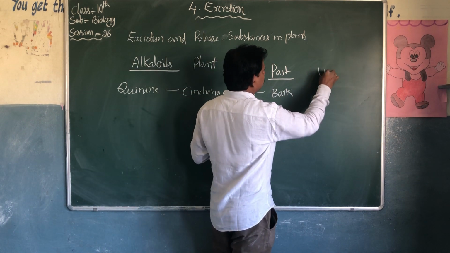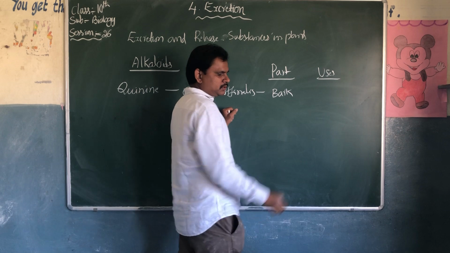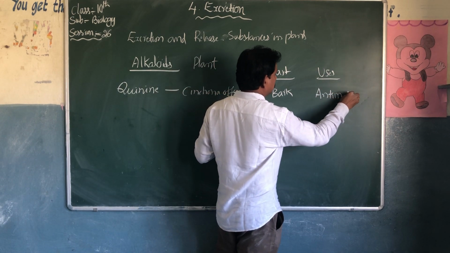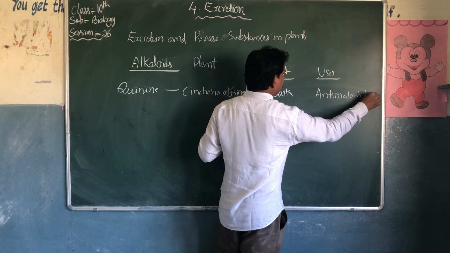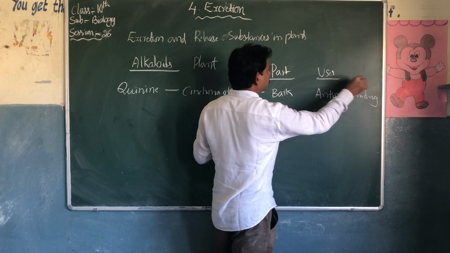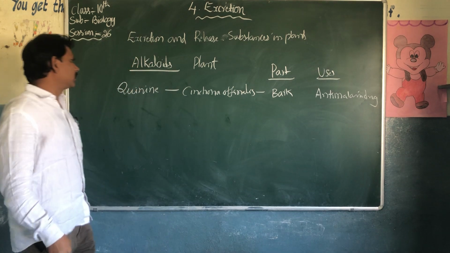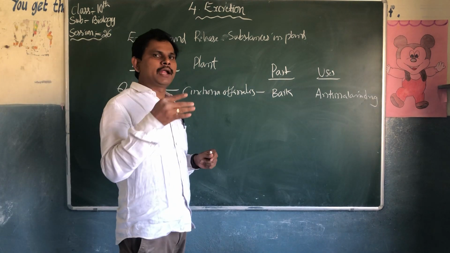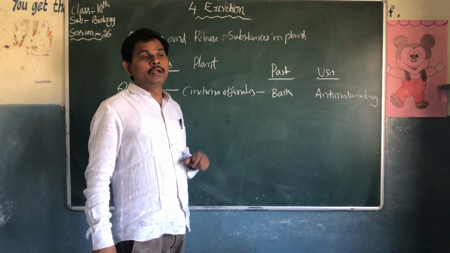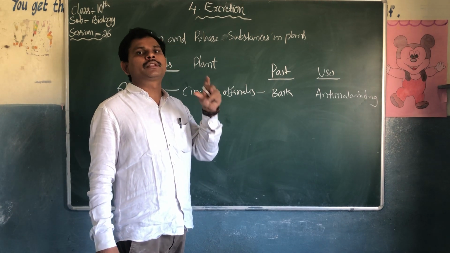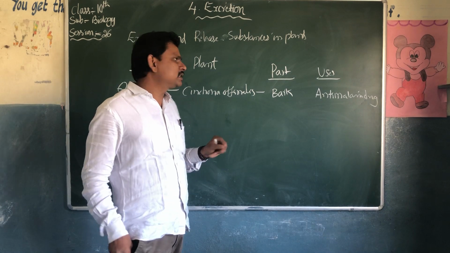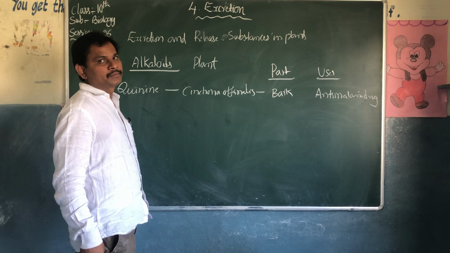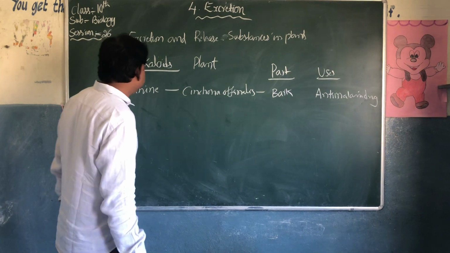Uses: anti-malaria drug. So these are the alkaloids. These are not useful for the plant's growth and repair of the body, but they are very useful for human beings. Taking what is not useful for the plant, they prepare medicines for human beings.